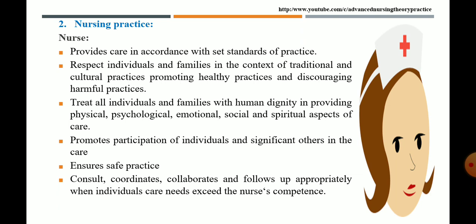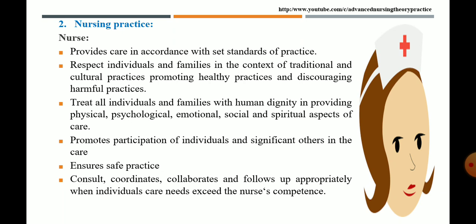Next, we can see nursing practice. Here nurses again have to perform various activities. Number first, she has to provide care in accordance with set standards of practice as laid down by apex nursing bodies or associations. Then she or he has to respect individuals, families, and groups of individuals having different traditional backgrounds, customs or cultures. There they have to promote healthy practices among them by adopting traditionally or culturally appropriate practices. They have to discourage the harmful practices, if any, present in a culture or tradition. They have to treat all individuals and families with human dignity.